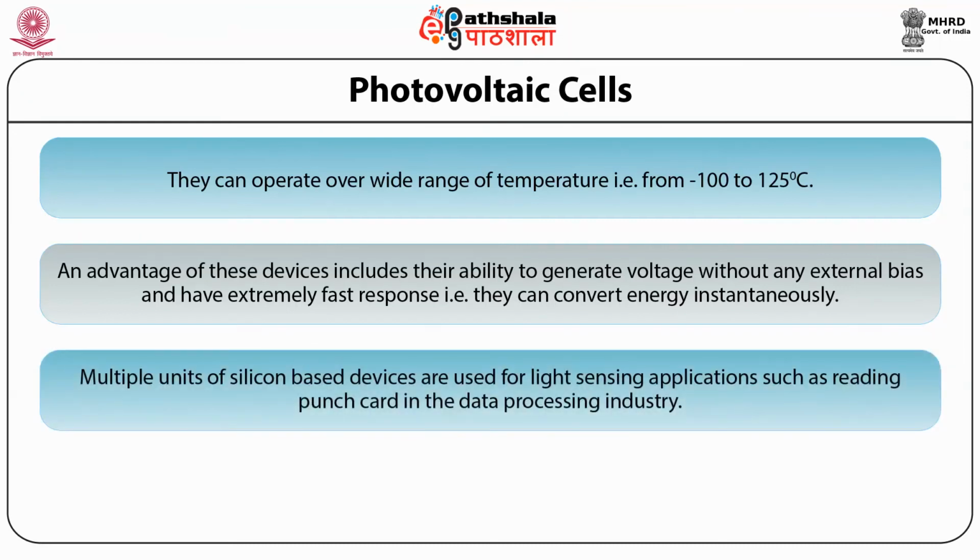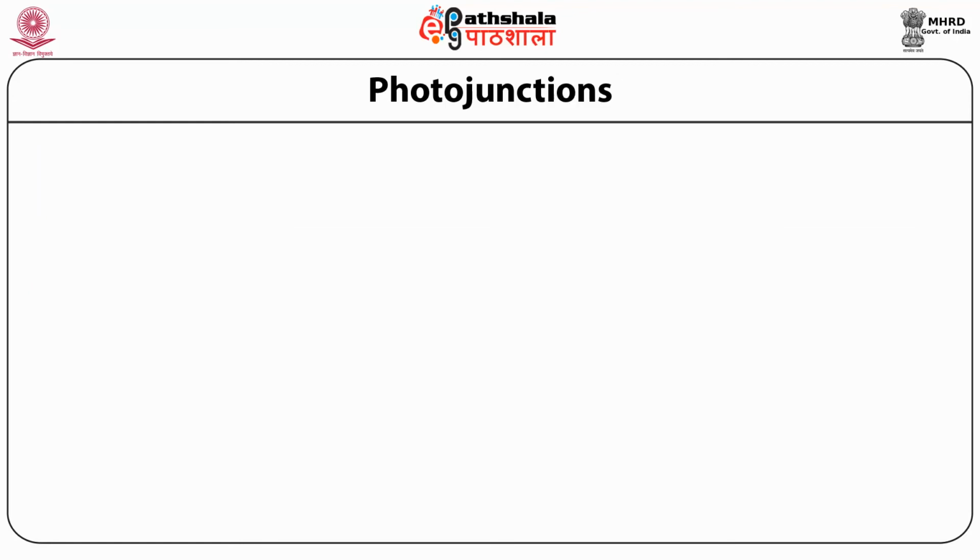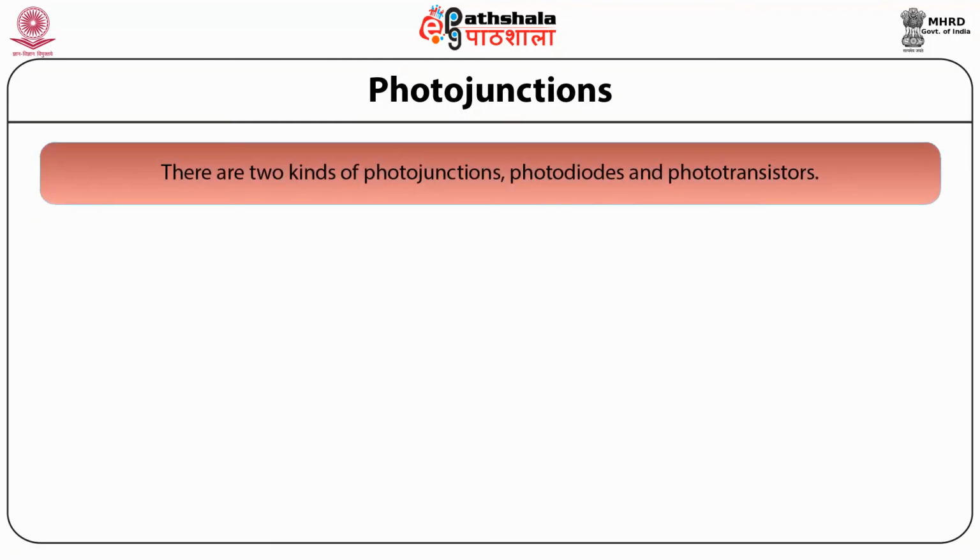Multiple units of silicon-based devices are used for light sensing applications such as reading punch cards in the data processing industry. Students, let us now study the photojunctions. There are two kinds of photojunctions, photodiodes and phototransistors.